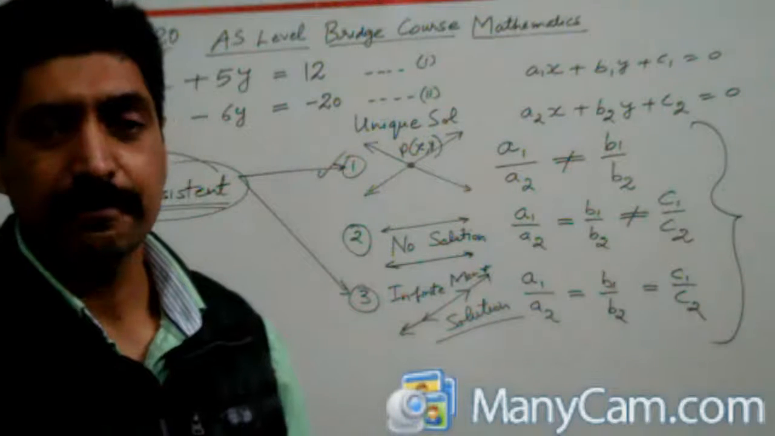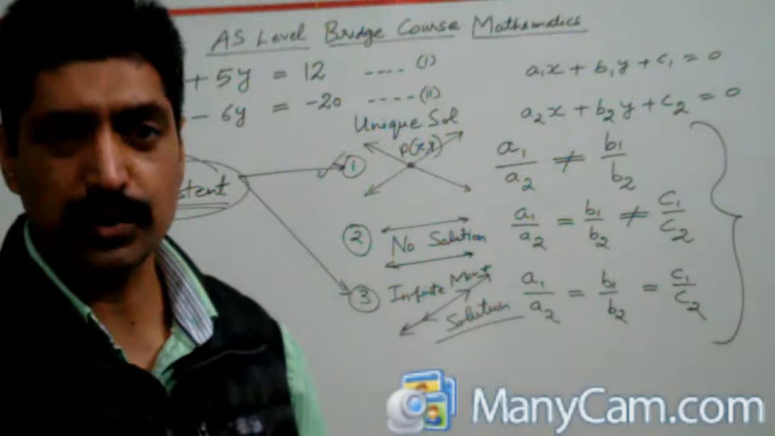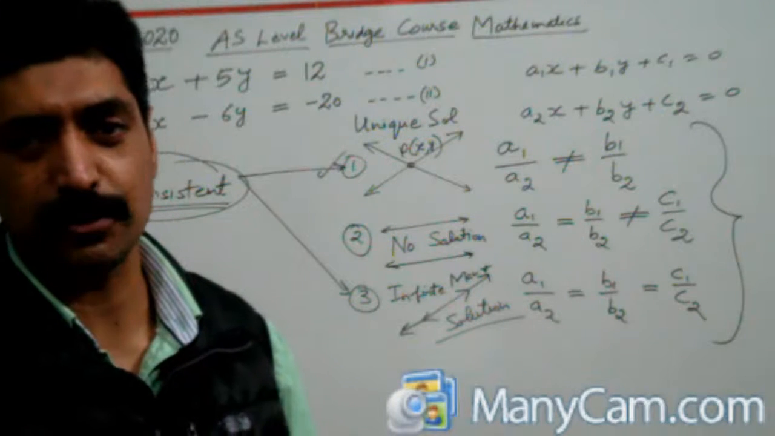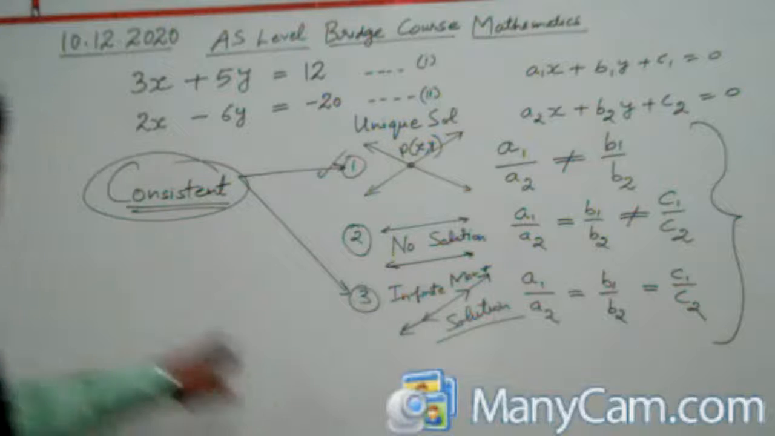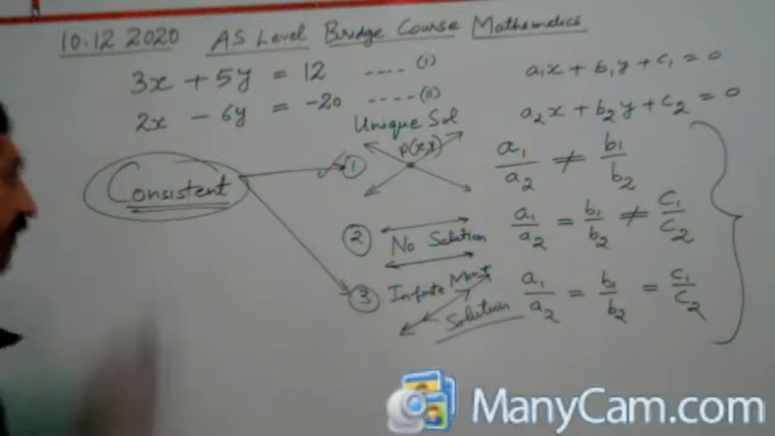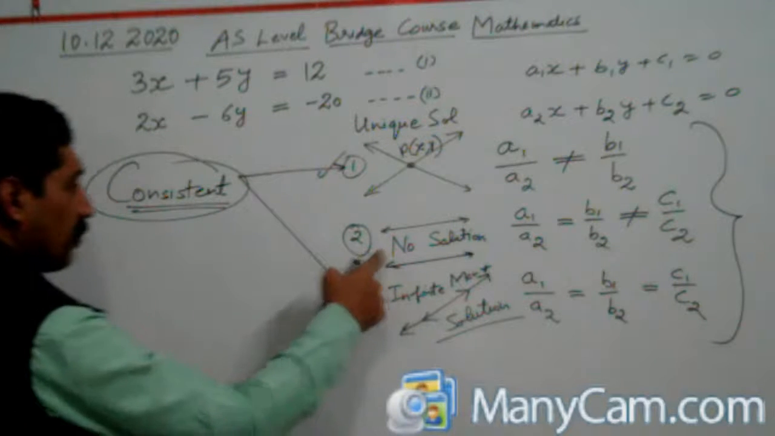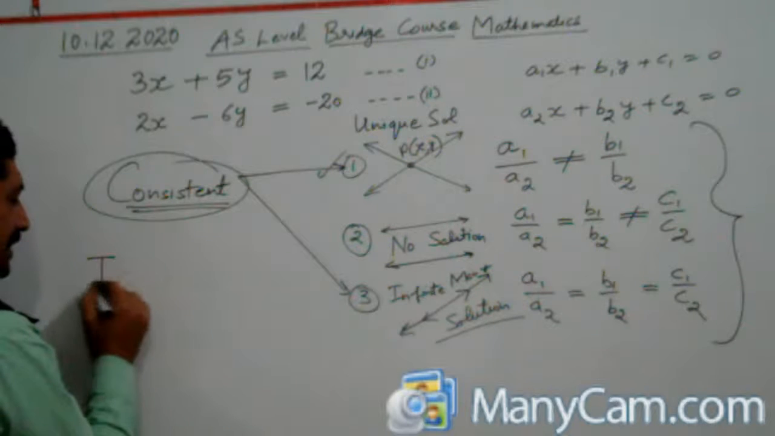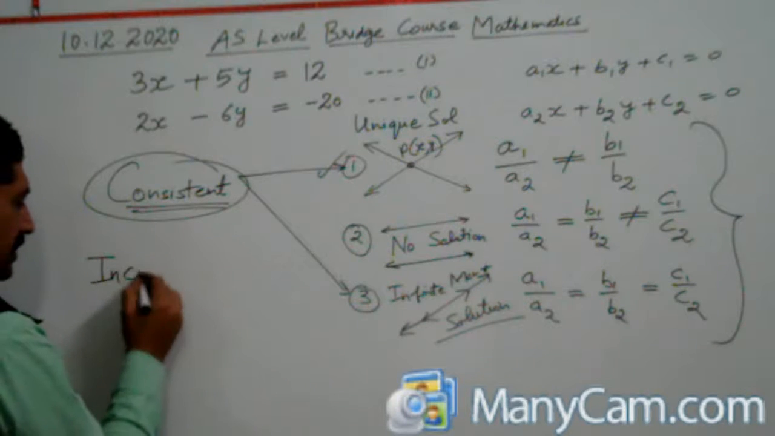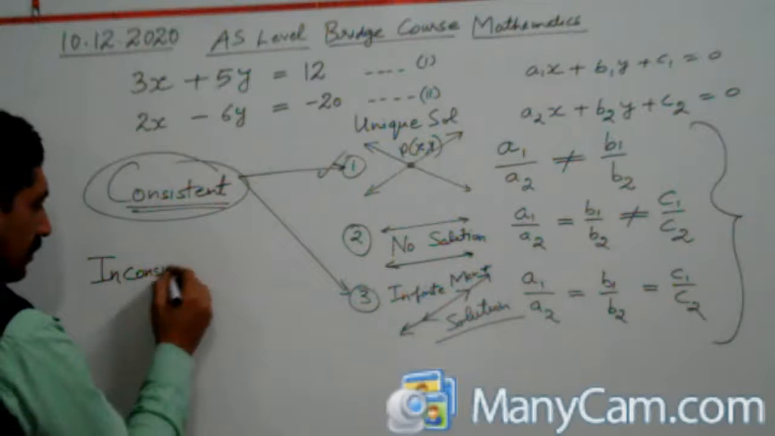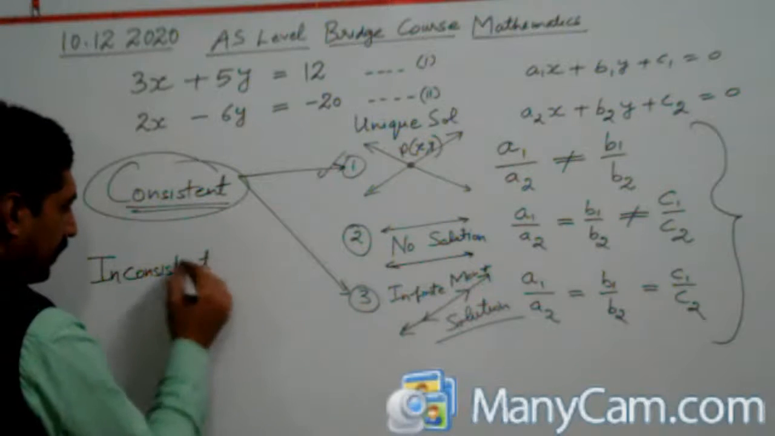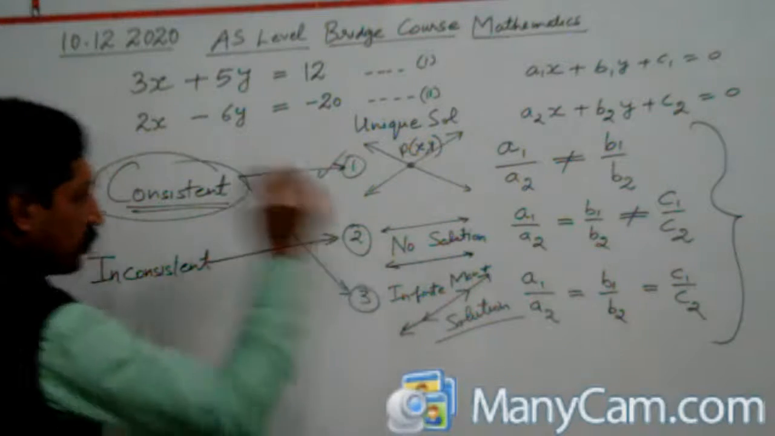They have one solution, meaning a unique solution or infinitely many solutions. The pair of linear equations is consistent. And when the pair has no solutions, we say inconsistent. So inconsistent in case 2.